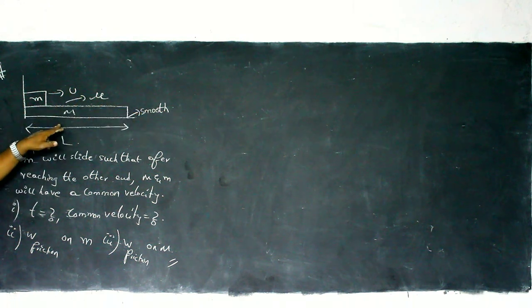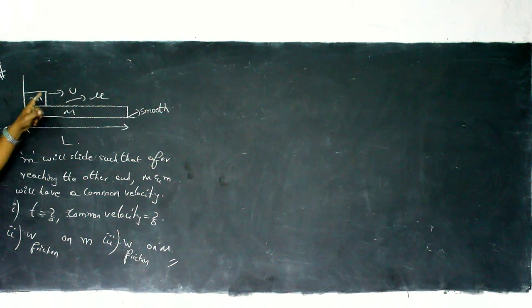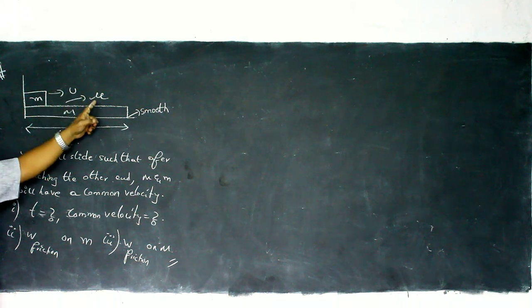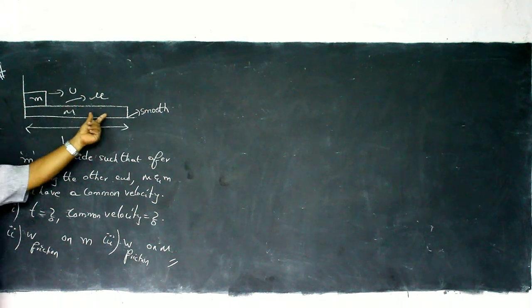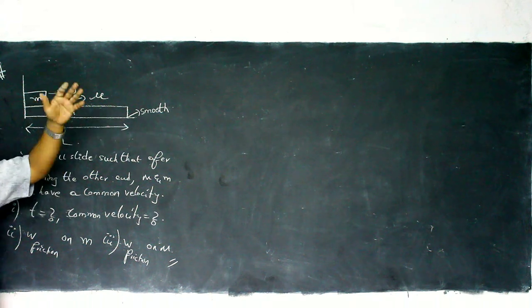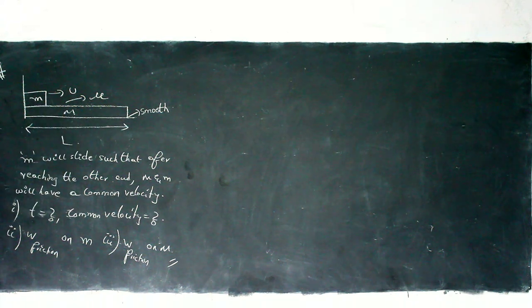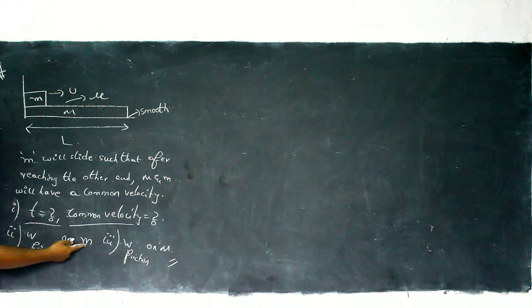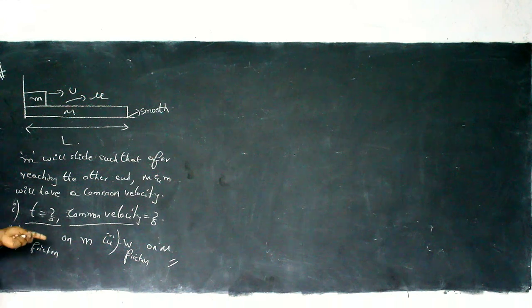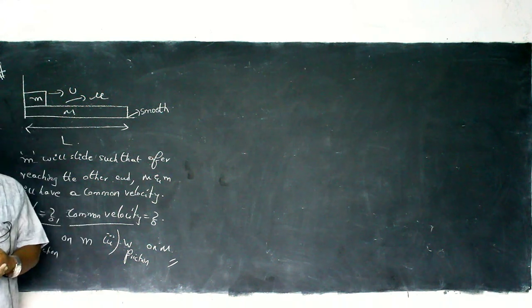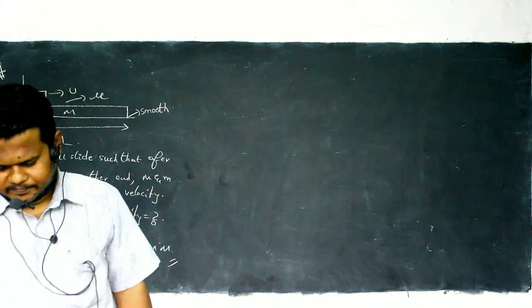Why they are moving with a common velocity? Because there is coefficient of friction between these two. The coefficient of friction between the block and plank is mu. So by the time it reaches here, both the plank and the mass are traveling with a common velocity. Then we are supposed to find out in how much time these two will move with a common velocity and what is that common velocity. Second question is, what is the work done by the friction on small m? Third question is, what is work done by the same friction on capital M? That is our question.